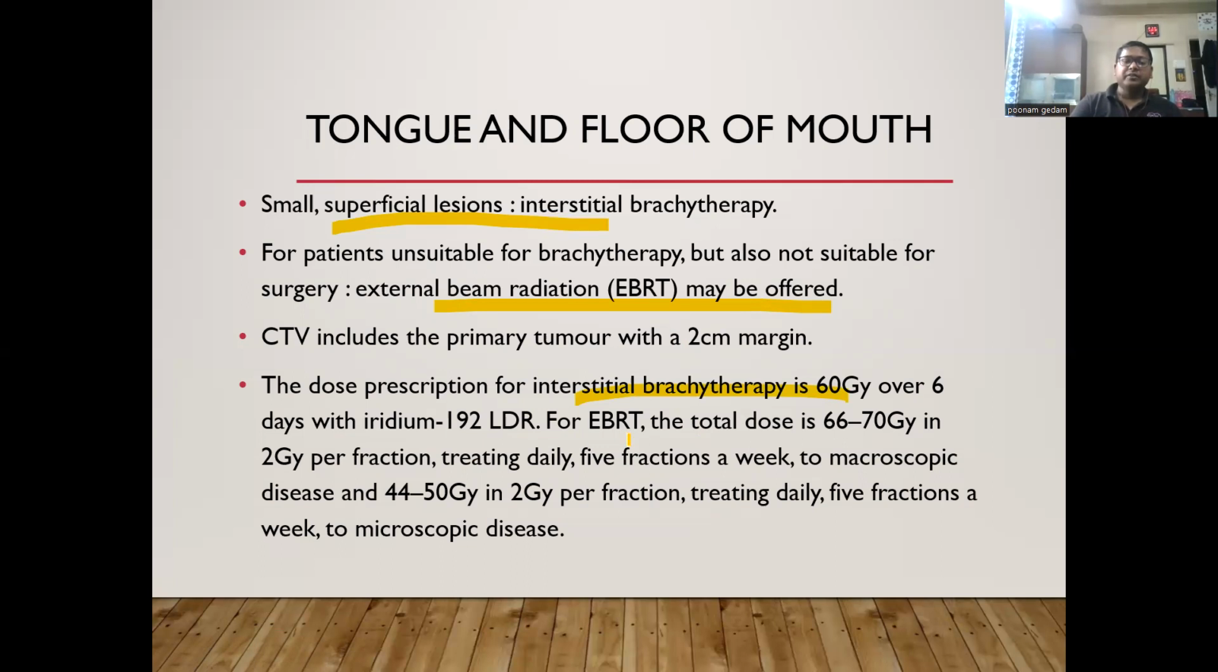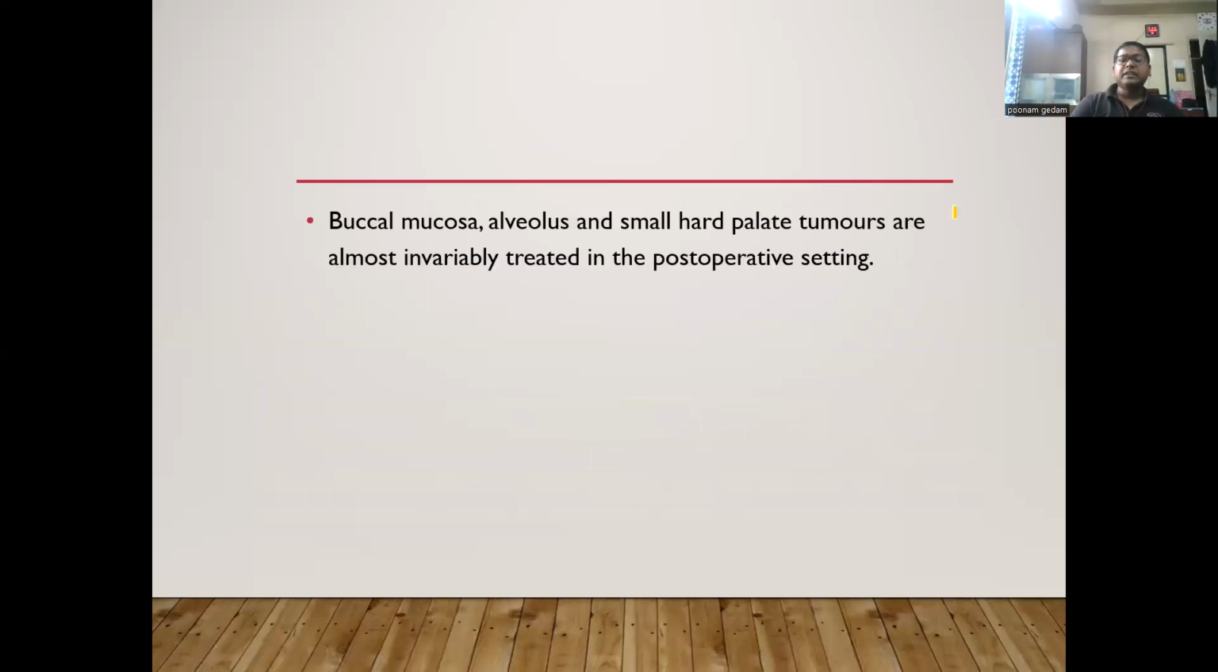For EBRT, the total dose is 66 to 70 grays in 2 grays per fraction, treating daily, 5 fractions a week, to macroscopic disease, and 44 to 50 grays in 2 grays per fraction, 5 fractions a week, to microscopic disease. Buccal mucosa, alveolus, and small hard palate lesions are almost invariably treated in the post-op setting.